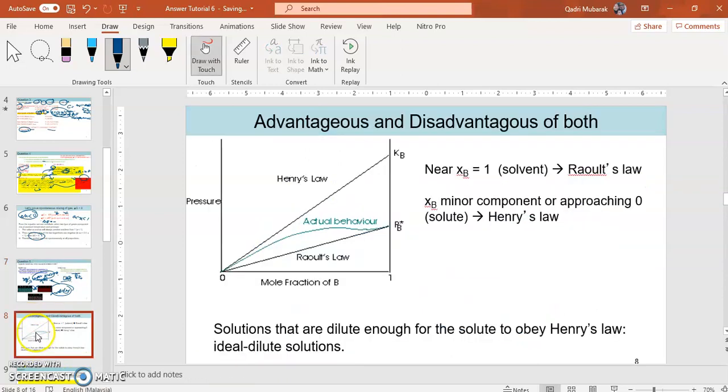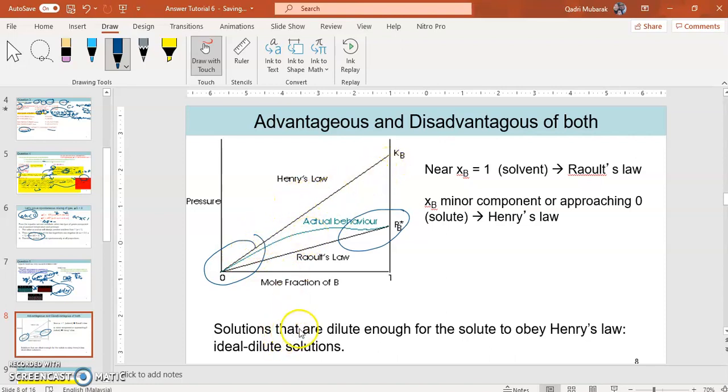So for the limitation, according to this graph, here is Henry's law and here is Raoult's law. We can see that near this point the behavior will follow Raoult's law, while at this other point the behavior of the solution will obey Henry's law.